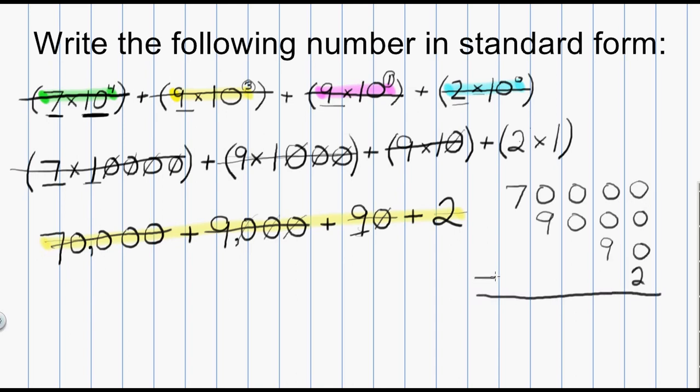And now let's just go ahead and add this up. Starting on the right column, 0 plus 0 plus 0 plus 2, of course, is 2. Working to the next column, 0 plus 0 plus 9 is 9. Here I've got 0 plus 0, that's 0. Then 0 plus 9 is 9. And here I have a 7, nothing to add to it, so it comes right on down. And I'll put my comma in.